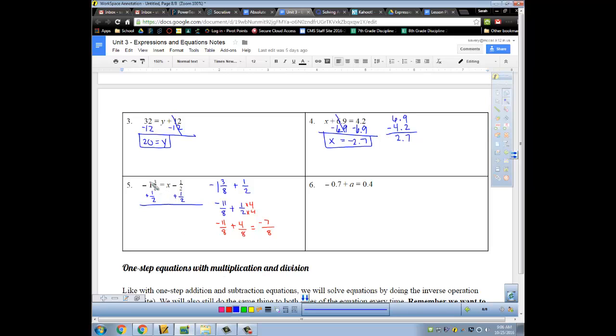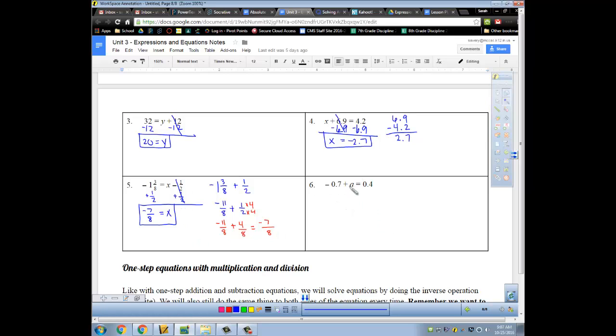So I'm going to go back to my equation. I know this is negative 7/8. Bring down the equal sign, bring down the x, and negative 1/2 plus 1/2 is 0, so that's gone. So this is your answer. Make sure that you are lining everything up. So make sure everything is completely lined up. Your equal sign, your x, it's all lined up.